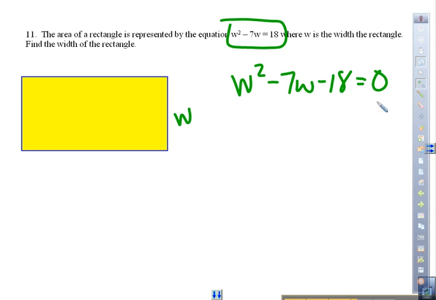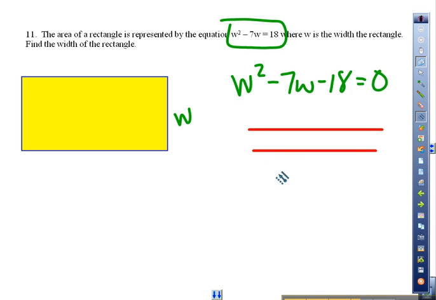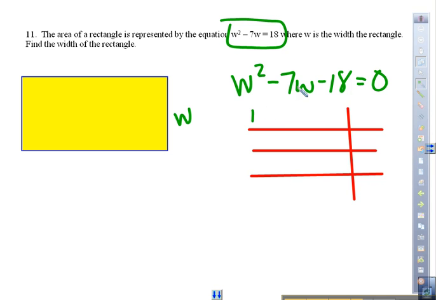Maybe we can factor that. And that's kind of the route I want to try, because I'd prefer to factor rather than using the equation. There's too many different ways to make computation errors using the equation. 1 goes here, your C goes here, your B goes down here, factors of 1. Do we have factors of negative 18 that have a difference of 7?